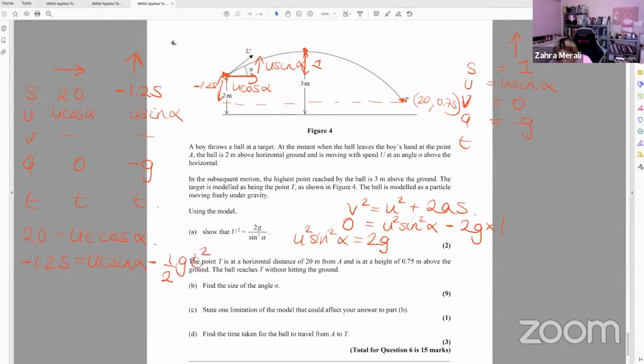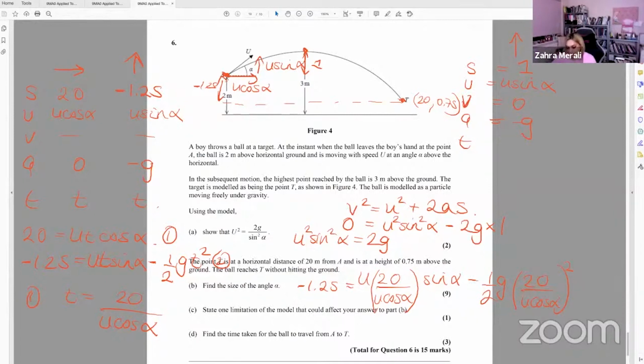We're going to rearrange number 1 for T, so we get T equals 20 over U cos alpha. Substitute it in wherever you've got a T. When I substitute it in there, I get minus 1.25 equals U times that. Can you see the U's cancel? Actually, let me write it out for you. You've got U multiplied by 20 over U cos alpha, sine alpha, minus a half G T squared, so it's all of that squared.